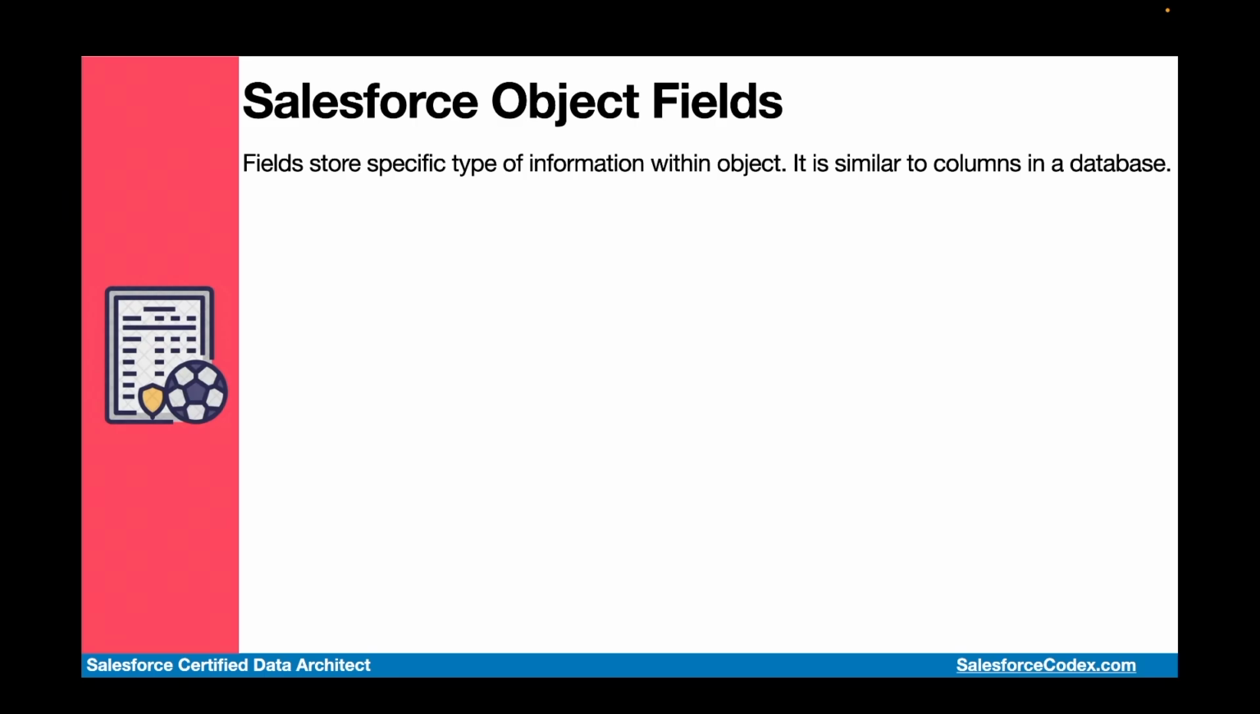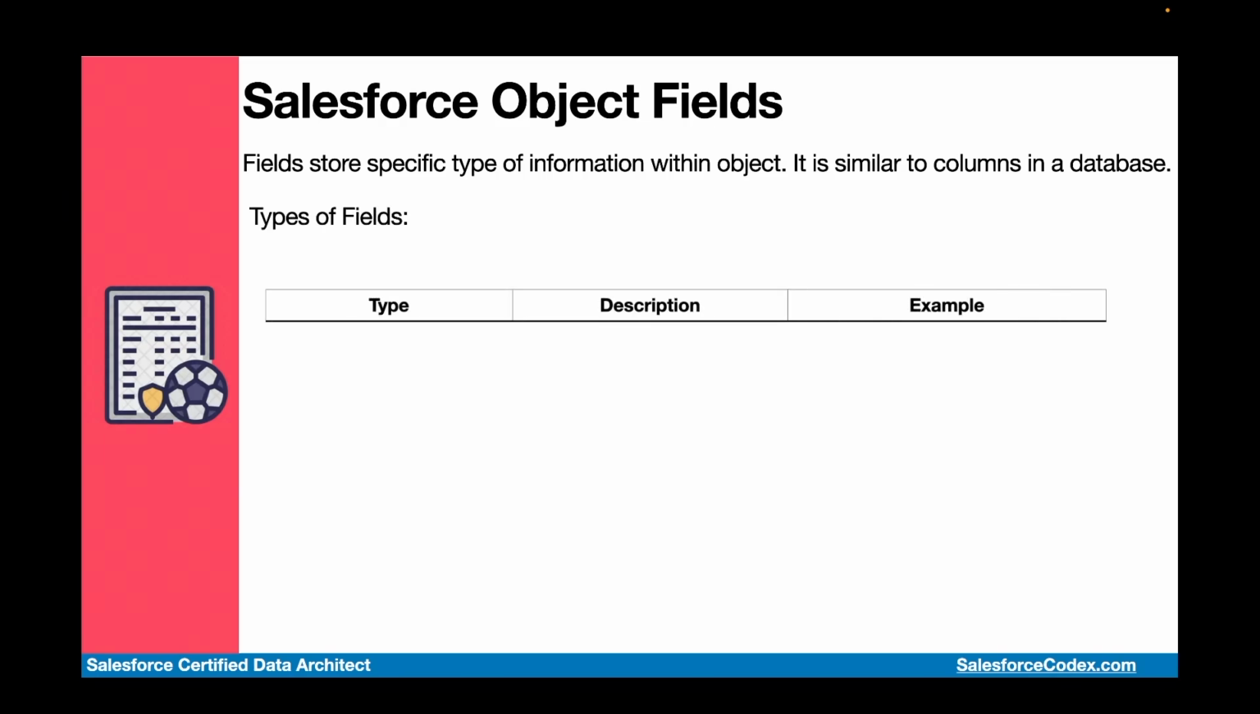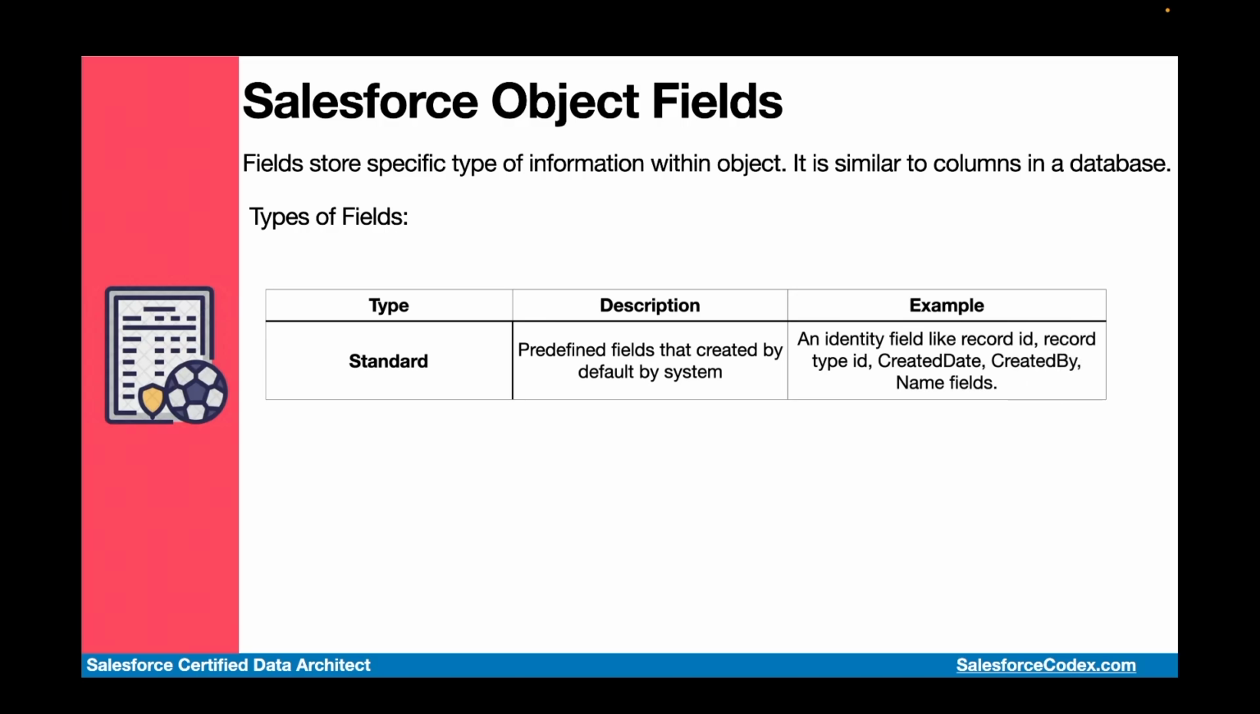Then we have another core component, Salesforce object fields. A field stores a specific type of information within an object. It is similar to columns in a database. Similar to objects, we can have two types of fields. One is standard fields, which are predefined fields created automatically by the system. Like we have the name field, created by, created date, last modified, or last modified by. So these are predefined fields which are created automatically when we create custom objects.